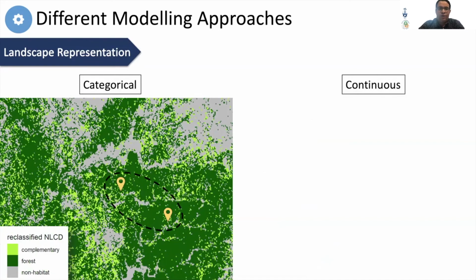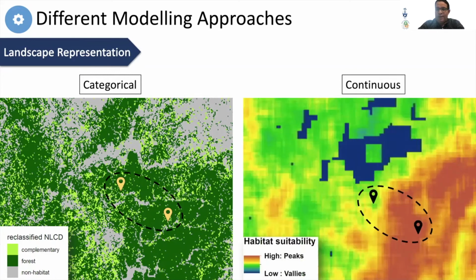If we are working with a categorical approach, basically we summarize these different land use, land cover maps into something relevant to the species that I work with, and then I work with this categorical map. On the continuous map, however, it's different because we work with a continuous surface that represents, for example, a habitat suitability map for a certain species, and then we work with the suitability map to analyze the connectivity.